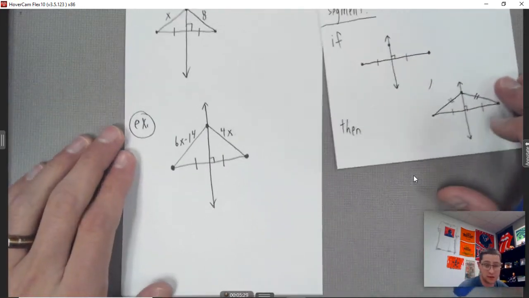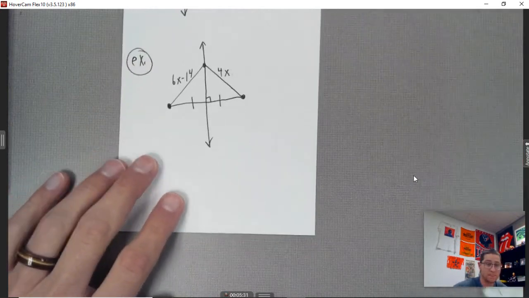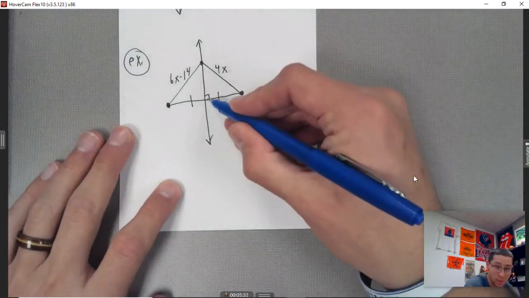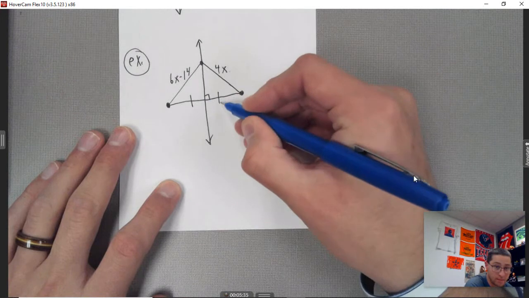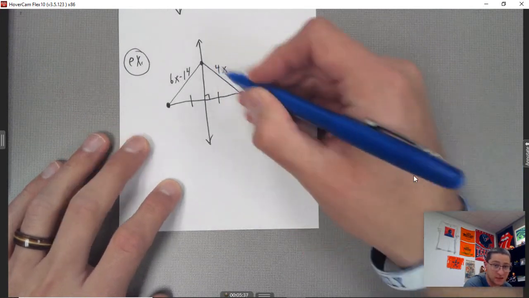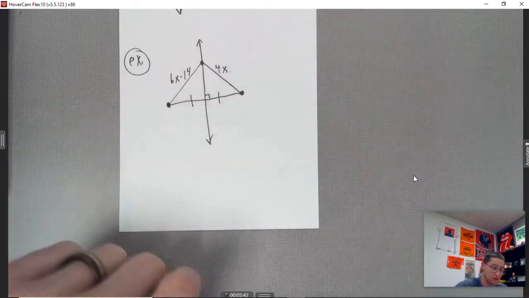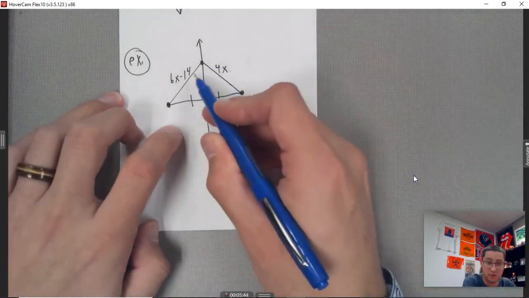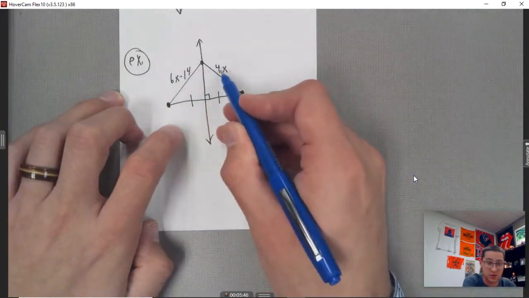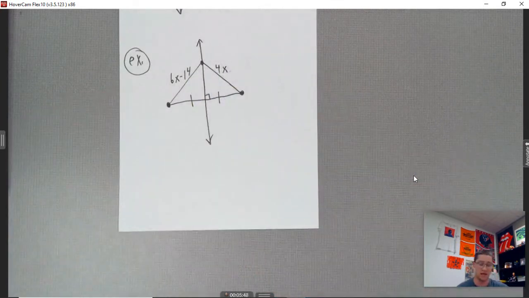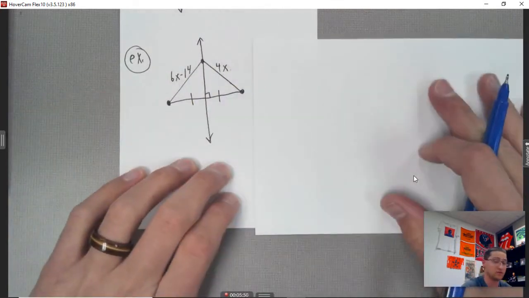On this next example here, again, I've got a perpendicular bisector. Therefore, that point is equidistant from here. What does that mean about these two segments? Well, that means they're the same. So if I wanted to find x here, this time I'm going to have to do some algebra.